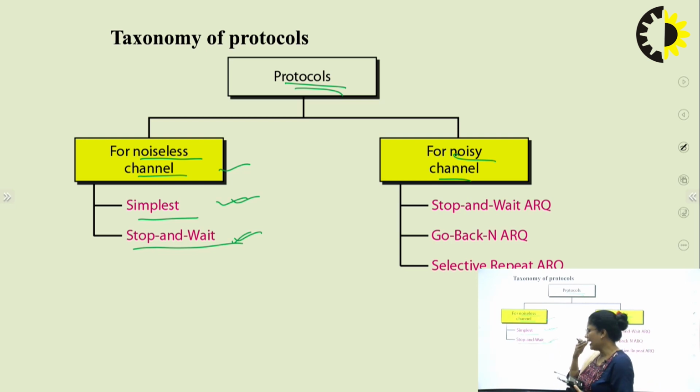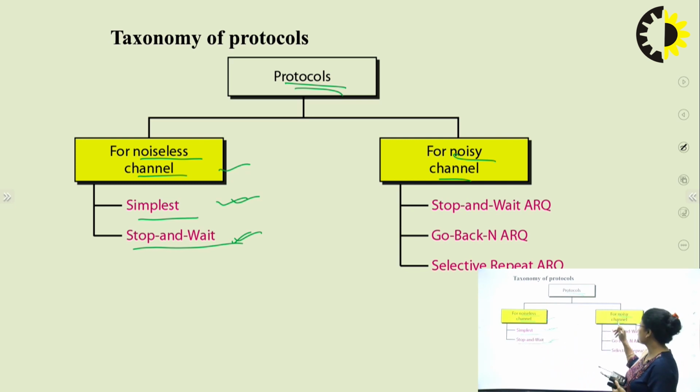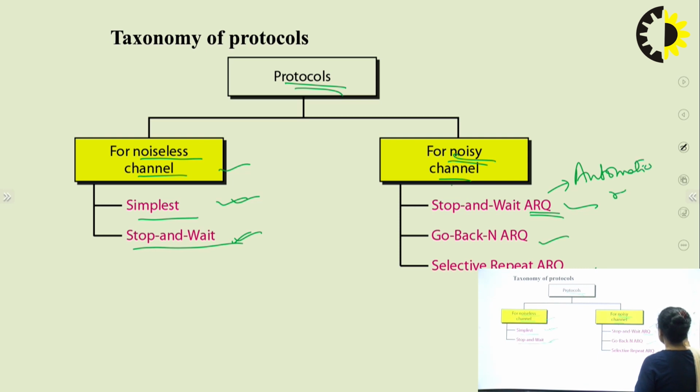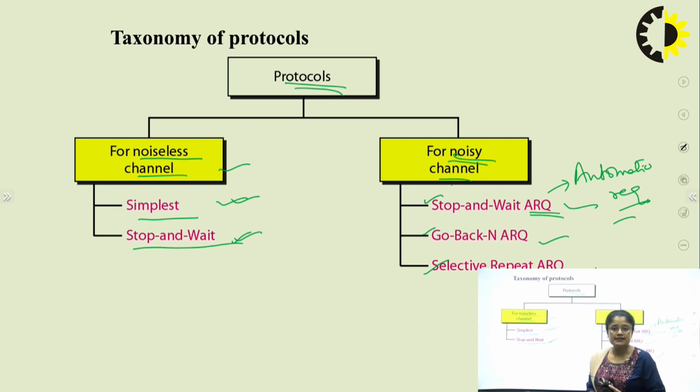Another point to be noted is that these protocols are non-existent, because we never have a channel which is totally noiseless, but we take it as a benchmark to compare our protocols which are meant for noisy channels. So under the noisy channel, we have some important protocols, namely stop and wait ARQ, go back N ARQ, and selective repeat ARQ. ARQ stands for automatic repeat request.